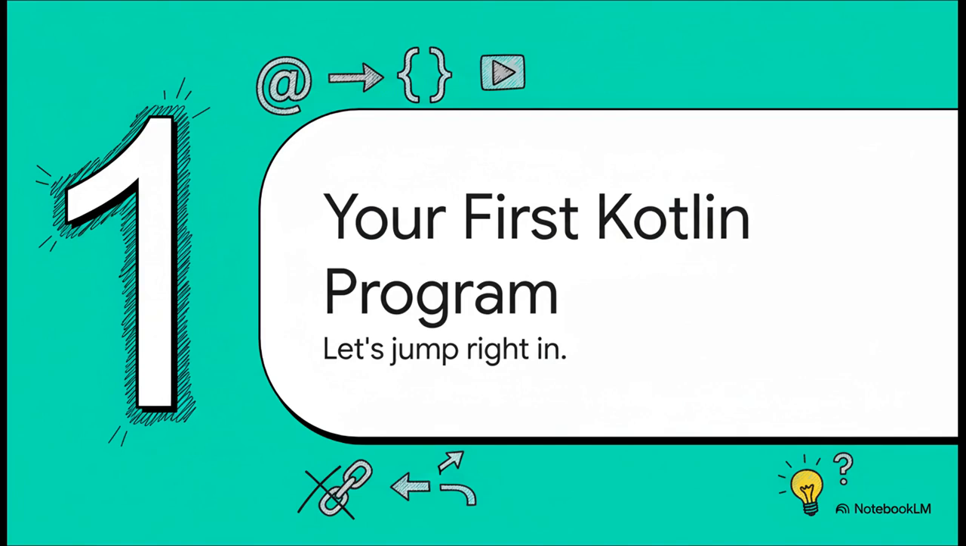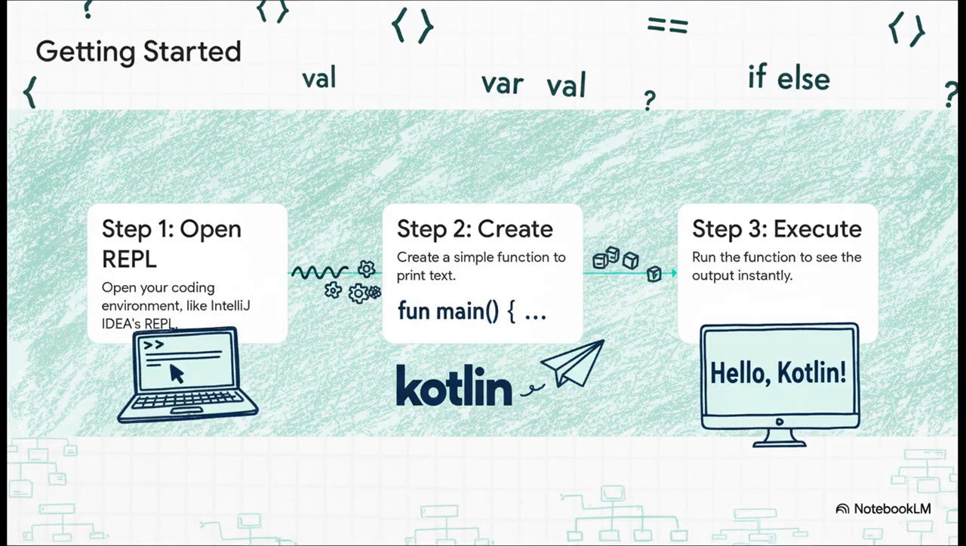Let's jump right in. Okay, getting started is really just a simple three-step process. First, you got to open up your coding environment. A lot of folks use what's called a REPL. Now, don't let the acronym scare you. Think of it like a direct chat with Kotlin. You type something, hit enter, and bam, it responds instantly. It's awesome for learning because you get that immediate feedback.